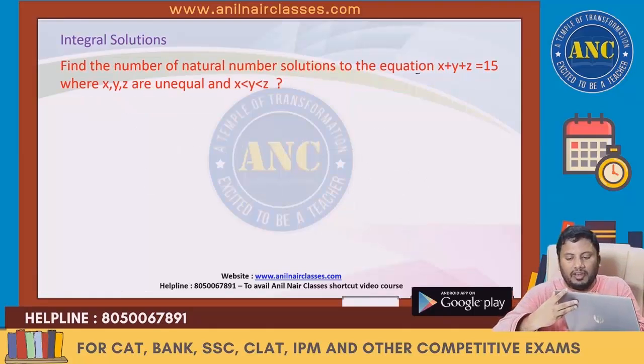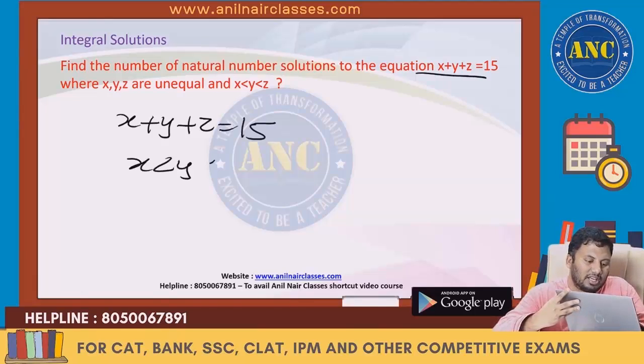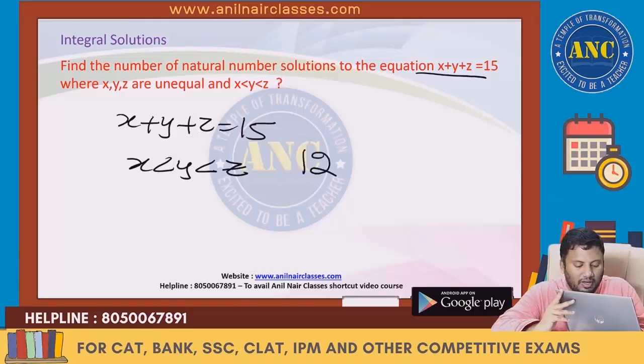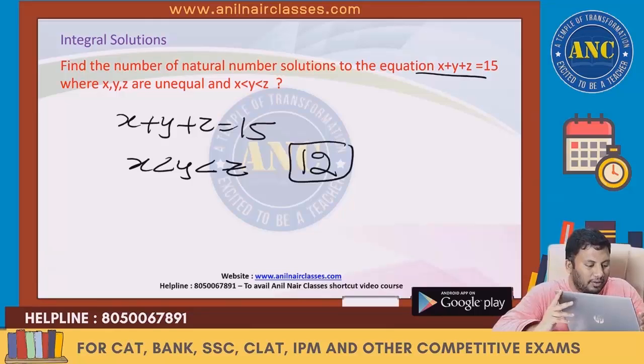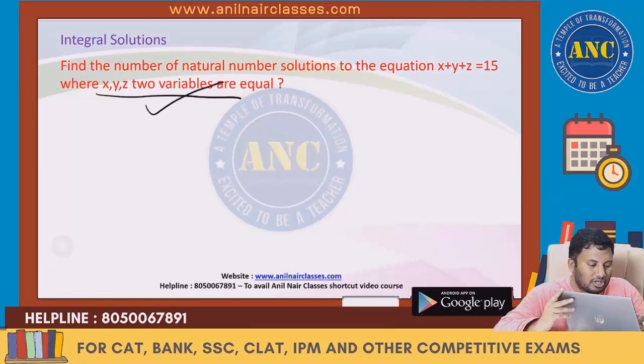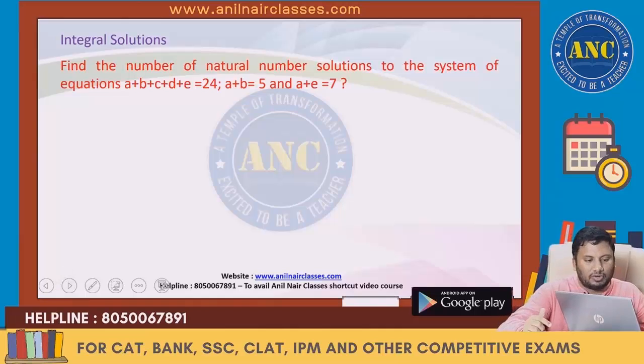In how many ways can this equation x plus y plus z be solved, x less than y less than z? At the beginning of the class we solved it. We got 12 as the answer, unequal. 2 variables are equal when the right hand side is an odd number. These also we solved.